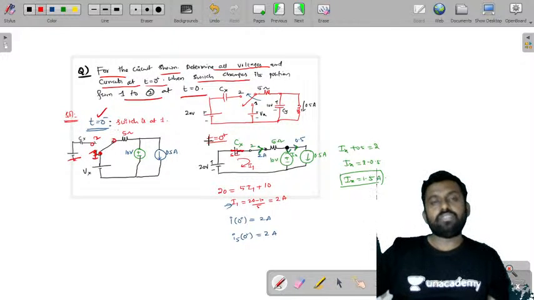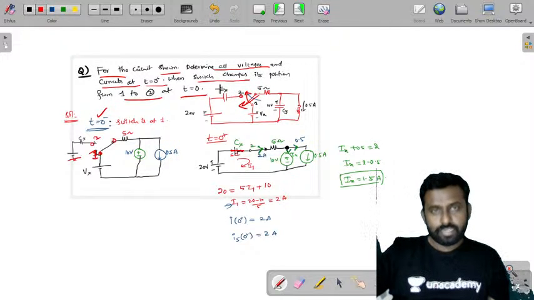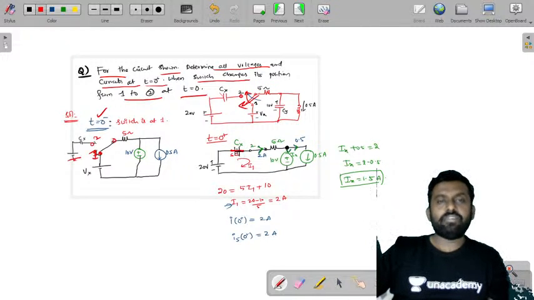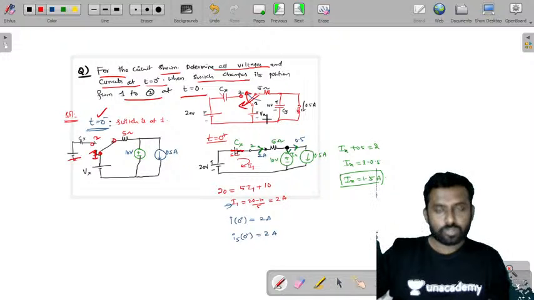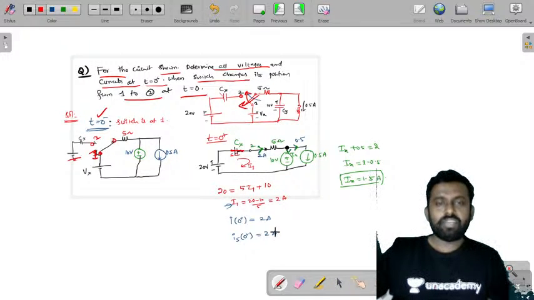Now when you take t equal to 0 plus, this switch will move from here to here, and it will get connected to 2. When it is connected to 2, the capacitor, because it is suddenly connected to some source, will act like a short circuit. And even at 0 minus or 0 plus, the behavior of inductor and capacitor does not change, so it will act like a voltage source and this will act like a current source. So when you apply KVL, you will get I of 0 plus as 2 amperes.